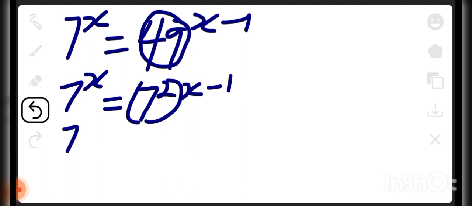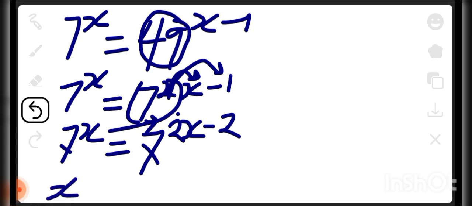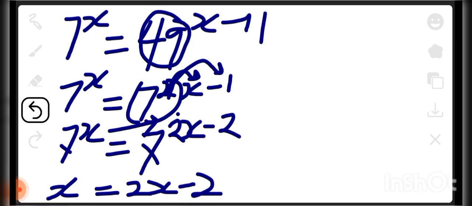So next we have 7 raised to power x now be equal to, this 2 is going to open this bracket, then it will affect this x, it will also affect this 1. Take note of that. That we'll be having 7 raised to power 2 times x, we have 2x, 2 times minus 1, then we have minus 2. So just ignore the 2 bases, so that the power will be the same, and x will now be equal to 2x minus 2.